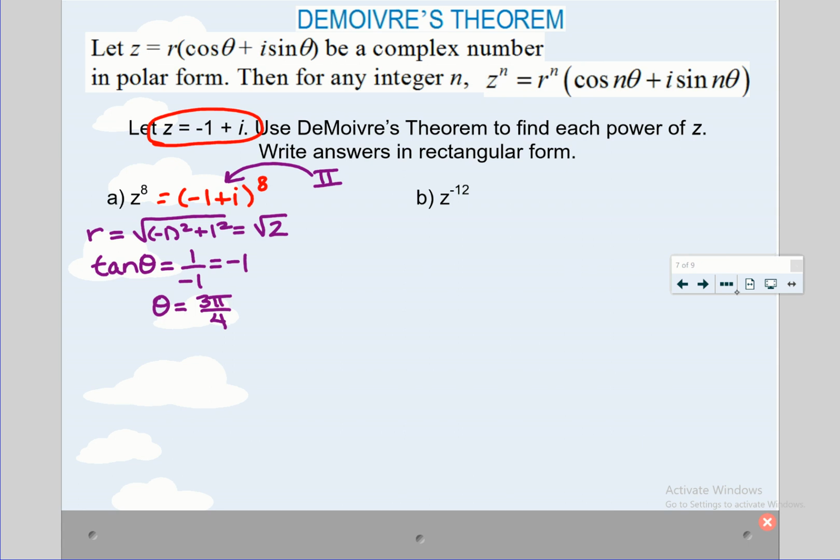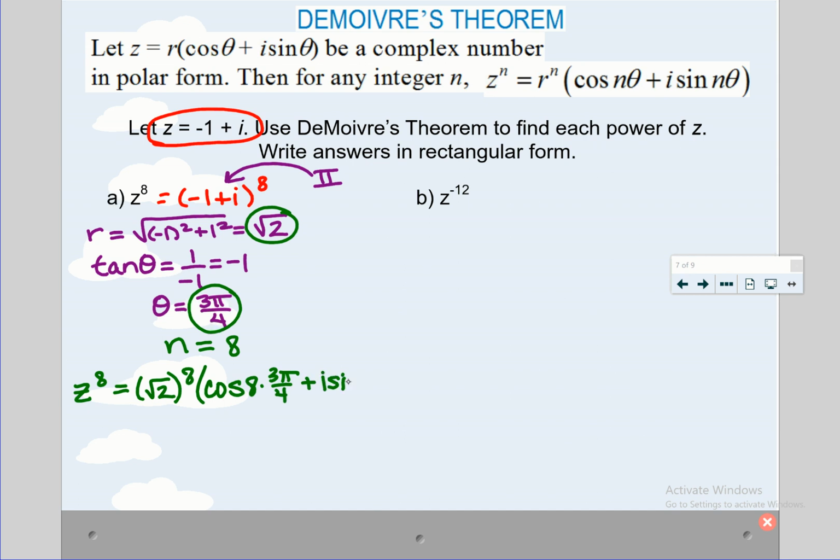Okay, so we have r. Check. We have theta. Check. And we have n. n is the power that you're taking the complex number to. It's 8 in this case. To use de Moivre's theorem then, to take z to the 8th power, I'm going to need to take r to the 8th power. Well, r is square root 2 to the 8th. Then cosine of 8 times 3 pi over 4 plus i sine of 8 times 3 pi over 4. n times our angle.